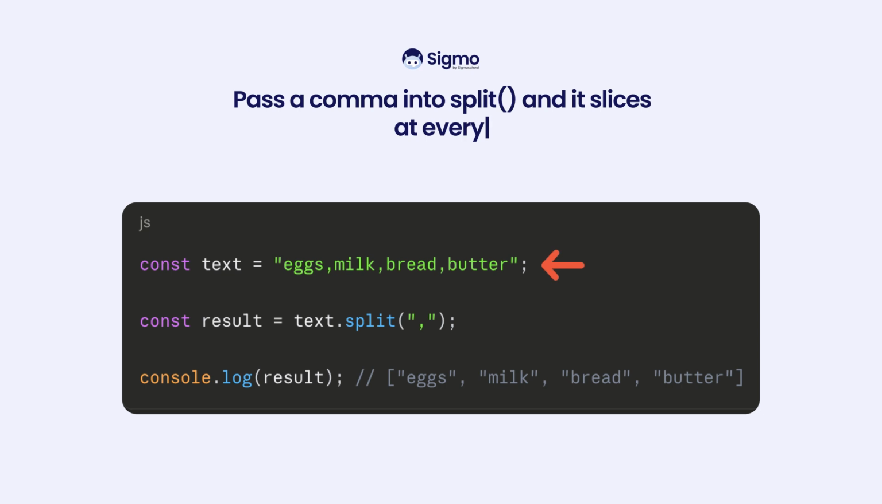Here's the simplest example. You have a string of ingredients separated by commas. Pass a comma into Split, and it slices the string at every comma, turning it into a clean array of individual ingredients. One line of code, done.